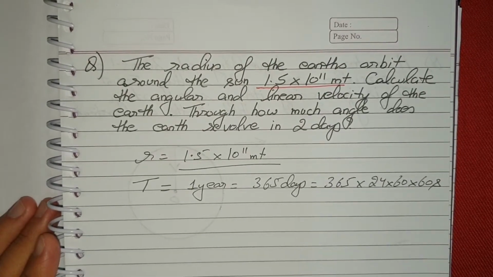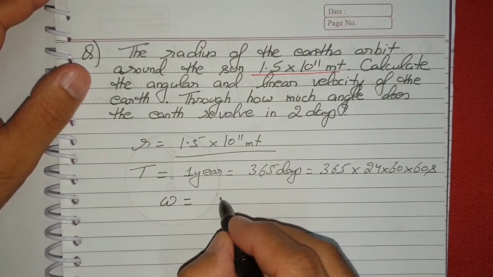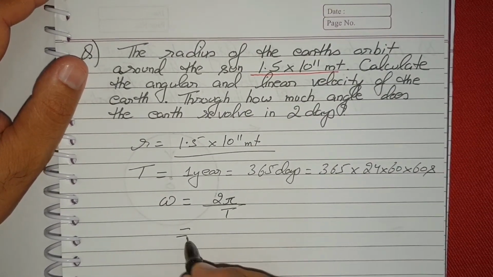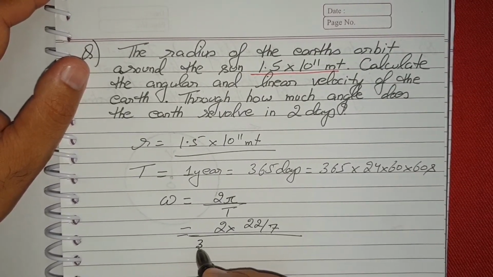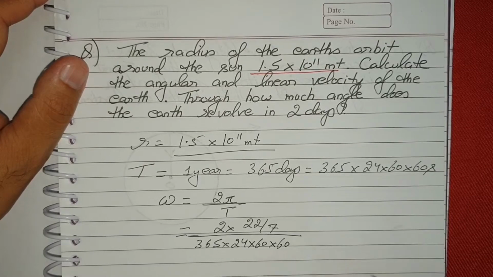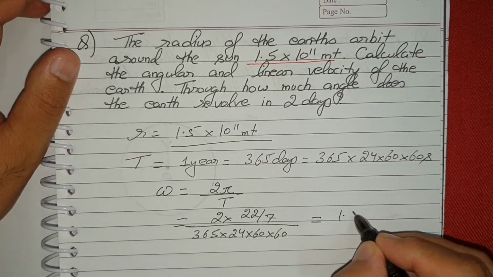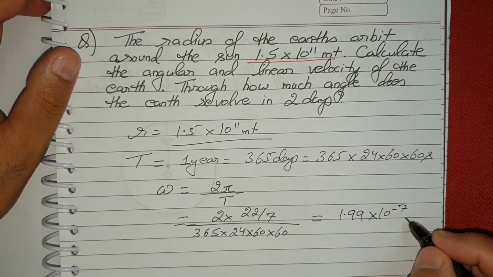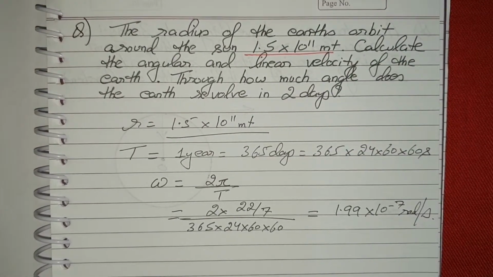Now first of all, we have to find the angular velocity. Now what is the angular velocity? Angular velocity omega is 2π by T. Now substituting all the values, this is 2 × π, which is 22 by 7, upon 365 × 24 × 60 × 60. Now on solving this, you will get 1.99, you can write 2 also, rounding it off, × 10^-7 radian per second. That is radian per second. So this will be the angular velocity.